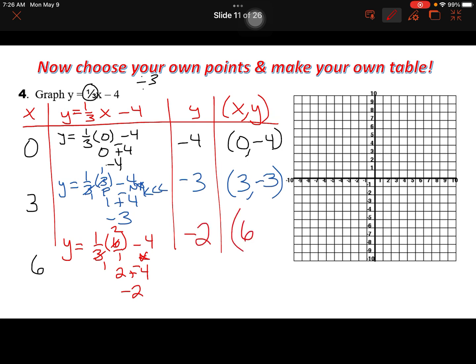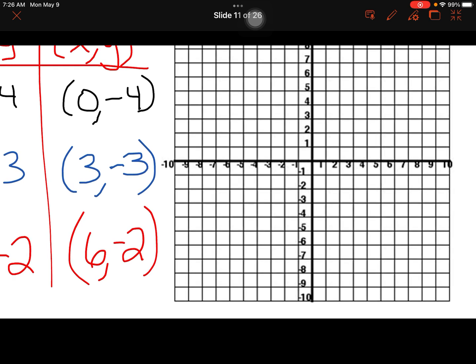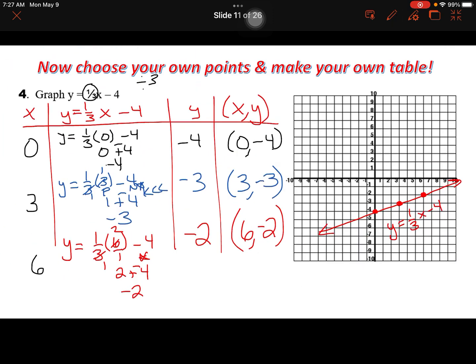And notice we have a nice pretty pattern in our y's, which is what we should have. And we are going to zoom in and graph. And so we're going to go 0, -4. We're on the y-axis once again. 3, -3. And then 6, -2. We'll draw our line as best we can, and then we go y equals 1/3 x minus 4 for our equation.